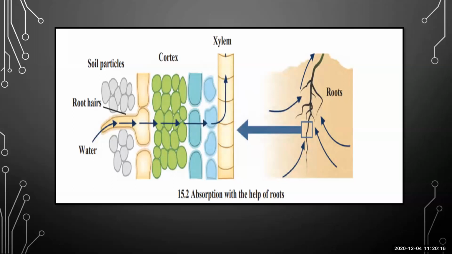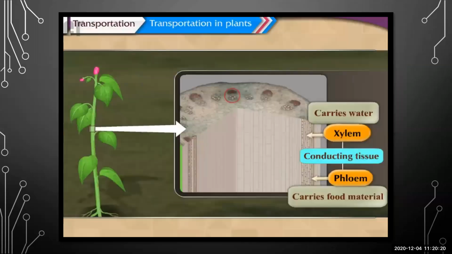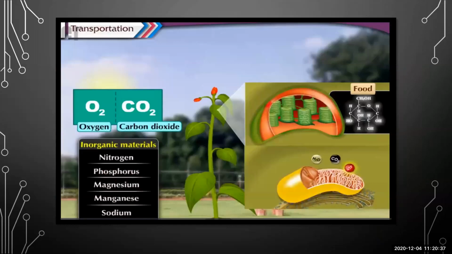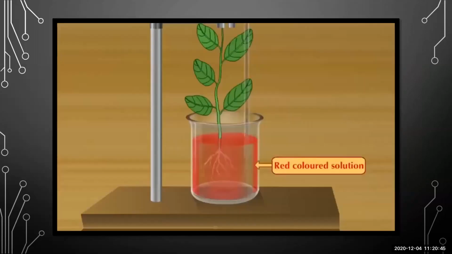So in today's lecture, what we have learned about the transportation in plants. Also, we have seen how the xylem and phloem work, which nutrients and vitamins are required by the plants, and we have performed the small experiment on the absorption of the eosin or safranin dye by the plants.